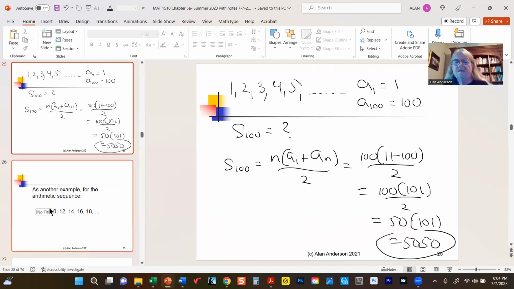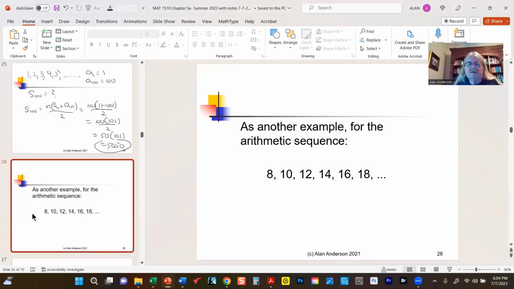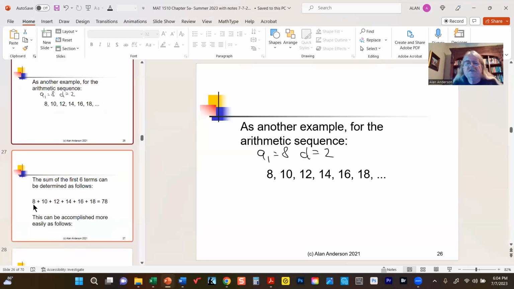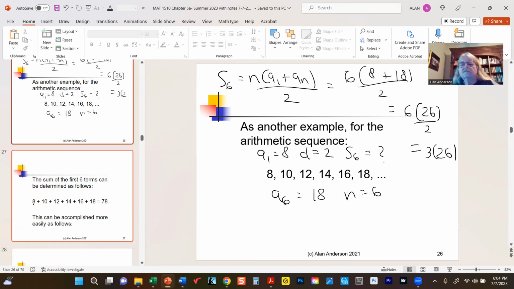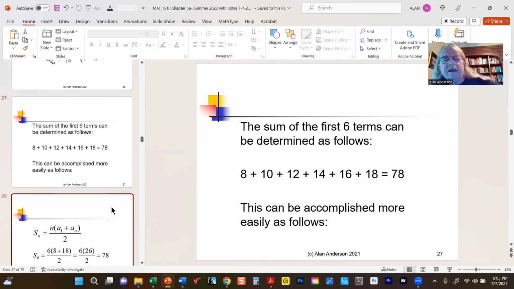All right, anyway, here's another one. For this arithmetic sequence, A1 is 8. The common difference is 2. What's the sum of the first 6 terms? So that means we need A6, which you can see here is 18. I forgot to write down, n is 6 because we're looking for the sum of the first 6 terms. And that adds up to 78. And of course, you can test this by manually adding them up, and you'll see that that is correct.